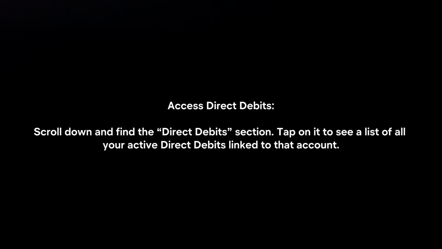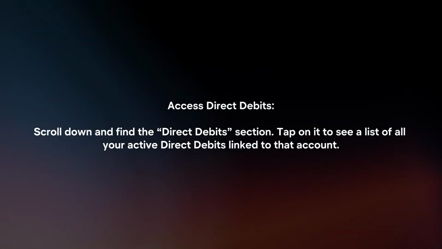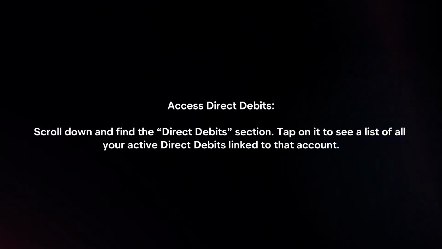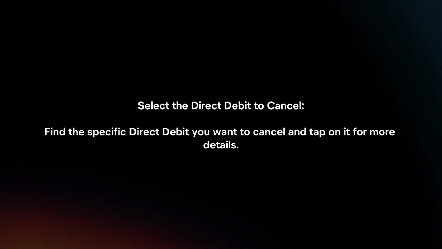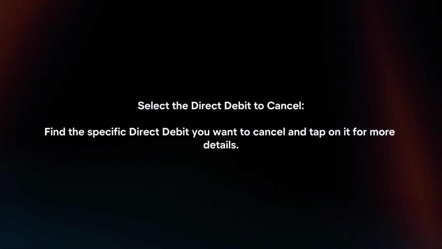Access direct debits. Scroll down and find the direct debit section. Tap on it to see a list of all your active direct debits linked to that account. Select the direct debit to cancel. Find the specific direct debit you want to cancel and tap on it for more details.